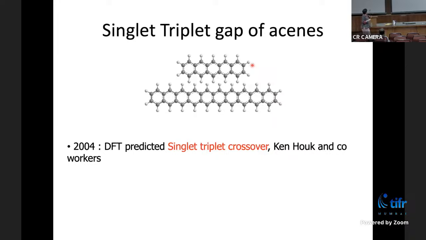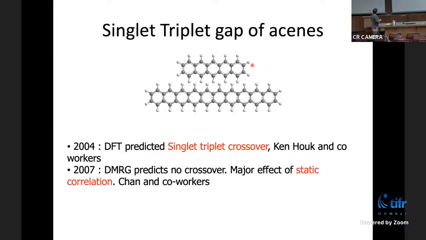In 2004, density functional theory showed that there was a singlet-triplet crossover, which meant that if I increased the dimension of the acenes, that is, if I went from hexacene to heptacene to higher and higher acenes, the triplet state becomes more stable than the singlet state, as in the ground state singlet state. In 2007, actually, my advisor, Garnet, showed using DMRG, density matrix renormalization group, that there was no such crossover. It exponentially dropped the singlet triplet gap, but it did not go to negative values.